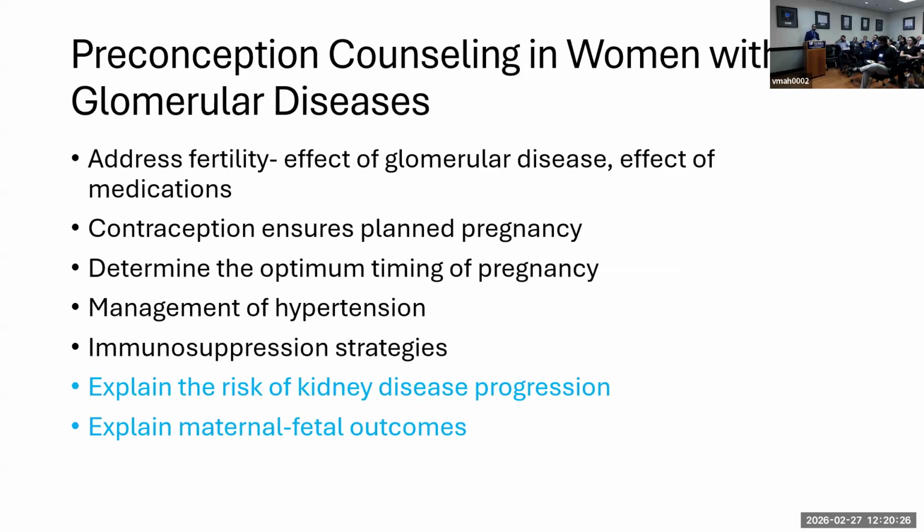You want to address fertility, the effect of glomerular disease and the effect of medications. For contraception, intrauterine devices are preferred. Second to those are progesterone contraceptive pills or progesterone implants. Estrogen-containing pills are less favored. You want to determine the optimum timing of pregnancy. You want to talk about how we're going to manage patients' hypertension, and then immunosuppression strategies, what's safe, what's not, and explain the risk of kidney disease progression and explain maternal fetal outcomes. So that's what I'll be getting into later in the talk.